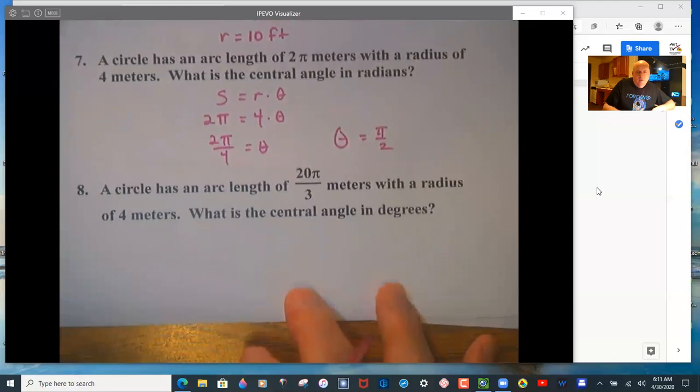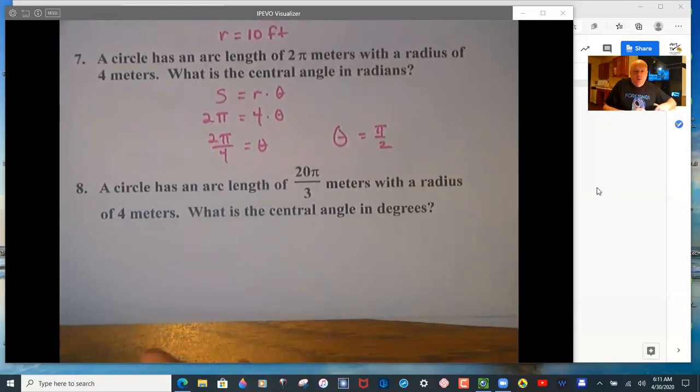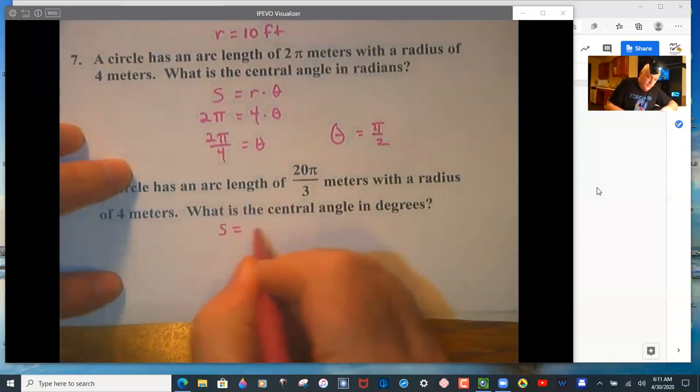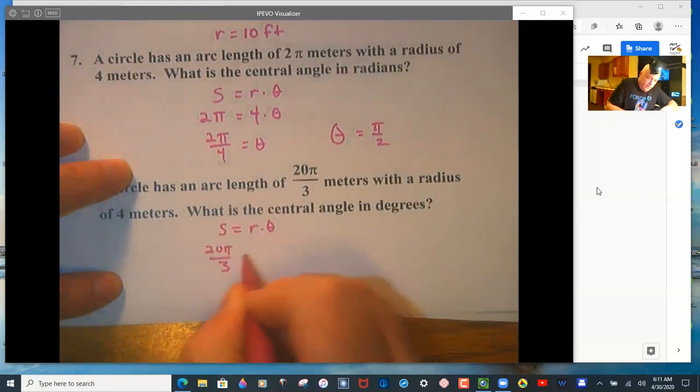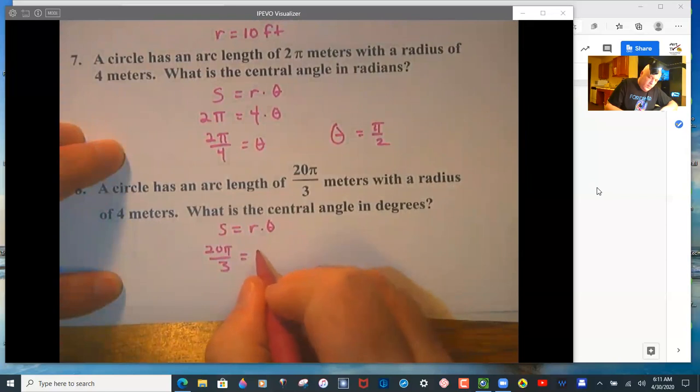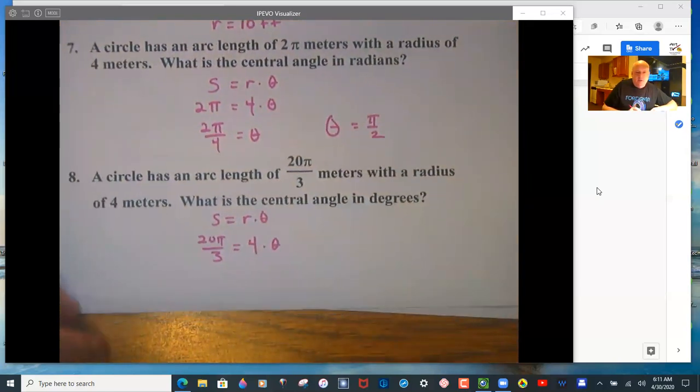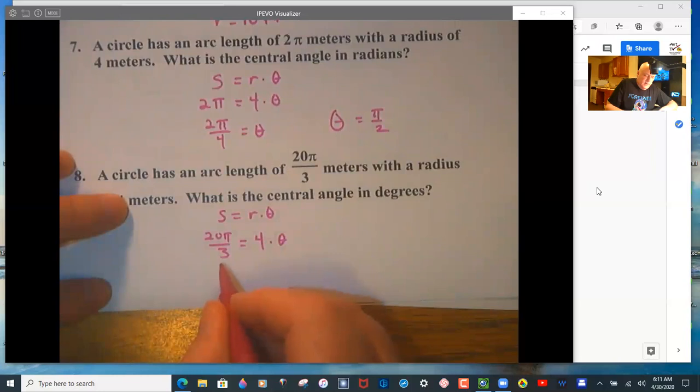Okay, circle has an arc length of 20 pi over 3 and a radius of 4. What is the central angle in degrees? So you might have a little converting to do here at the end, which is all right. So you want to divide by 4 on both sides. That's going to create, think of multiplying by 1/4, a 20 pi over 12.